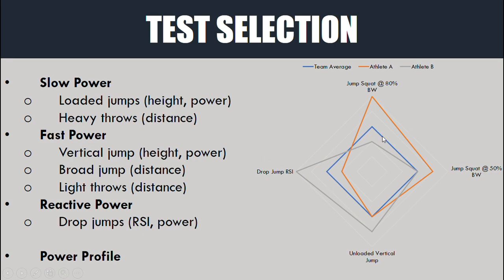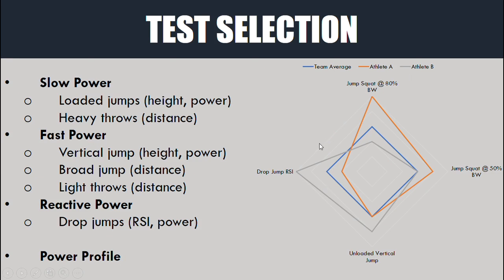So if we have a look at the team average here in blue, we can then have a look at athlete A, who maybe they're very good here at the jump squats at heavier loads, so they're well above average here, but then when they get to their unloaded vertical jump, they're sort of just around average, and then with their drop jump, they are less than average. So this athlete A, we can see from this power profile that he's probably quite force dominant, so he's good at the higher loaded jumps, but then the unloaded and reactive jumps he's worse at. So he probably needs to do more of the power type training at shorter ground contact times.